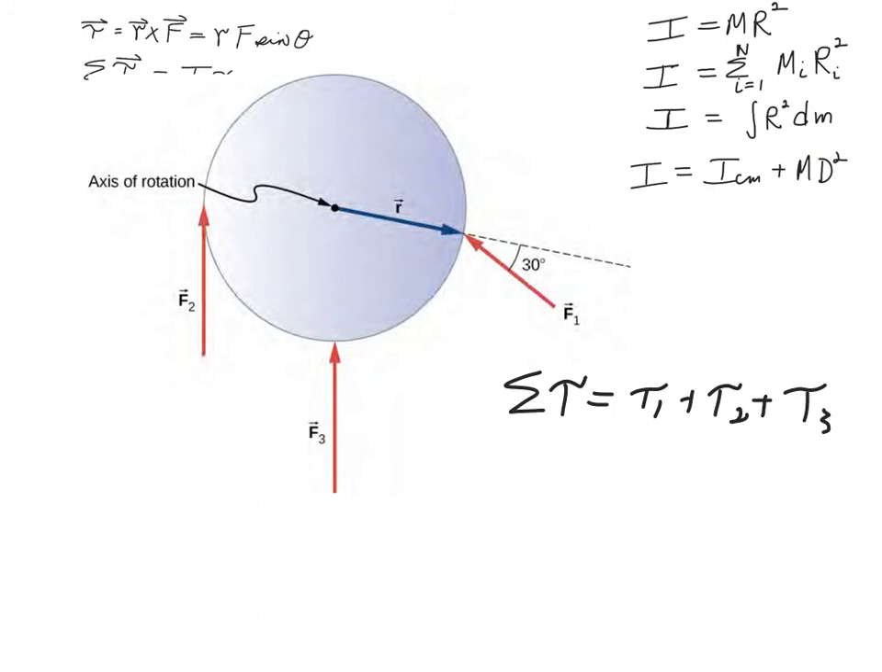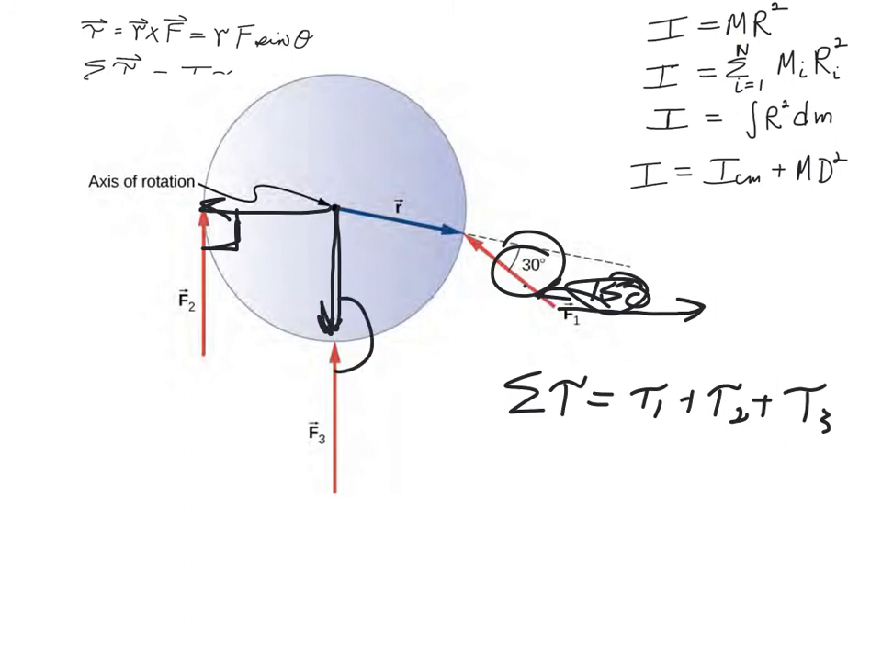Notice the angle between F1 and F2 is actually 150 degrees, because if I take this vector R and slide it so it's tail to tail, that's the angle. But the sine of 30 and the sine of 150 are going to be the same thing. And so it's going to be R times F times the sine of 30 or the sine of 150. In the case of 2, the R and the F are perpendicular to each other, so that's the sine of 90. And in this case, the R and the F are opposite, so that's an angle of 180 degrees, and the sine of 180 is 0.